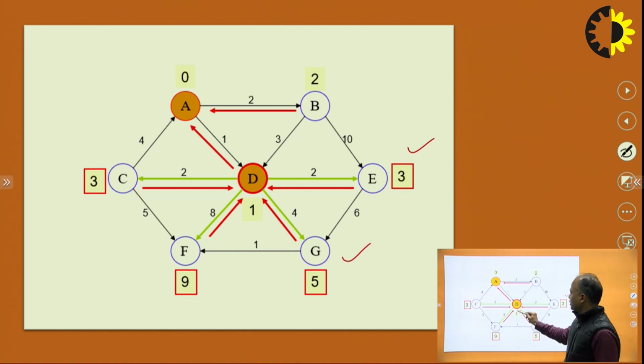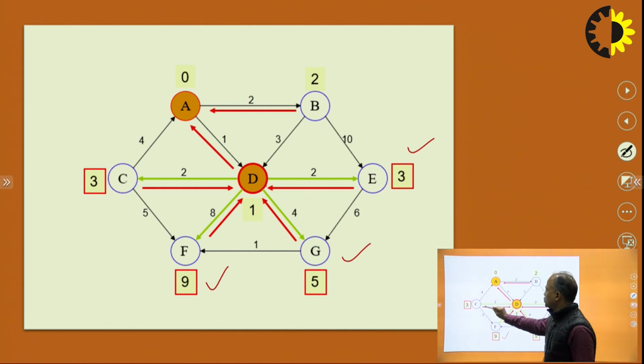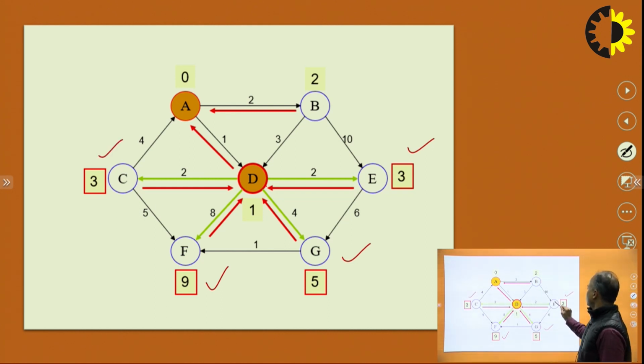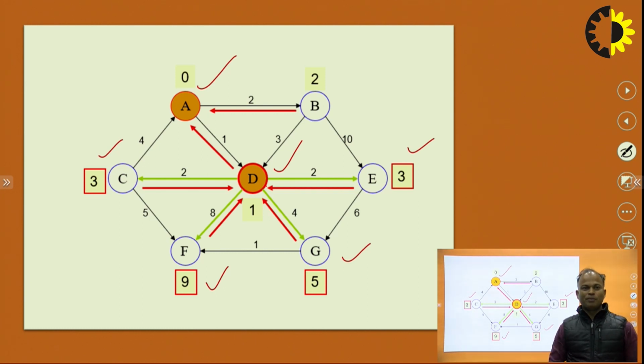And in the same way, up to D it was 1, 1 plus 8, 9, and 1 plus 2, 3. So we have mentioned all the distances, and vertex A has been explored, vertex D has been explored. Now we need to find out the minimum one from the rest of the vertices. A has been explored, D has been explored, and the rest of the vertices are B, E, G, F and C.